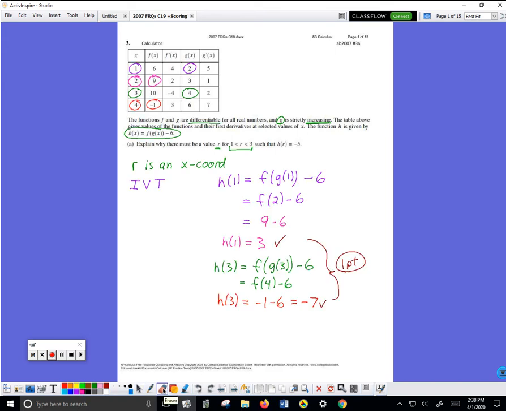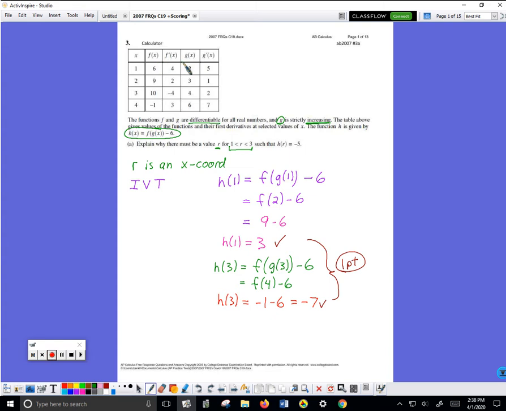So as I'm reading the problem, what I notice is f and g are differentiable. G is strictly increasing. The table above gives values of the functions and their first derivatives. So I stop there and I look up. I comprehend what I'm seeing. I see x here and f prime, g prime.